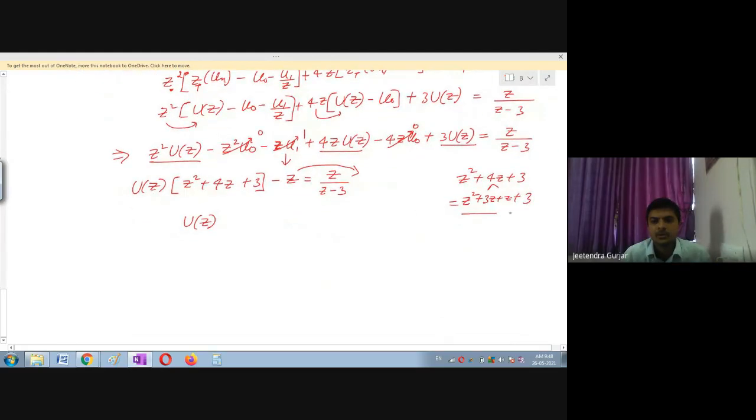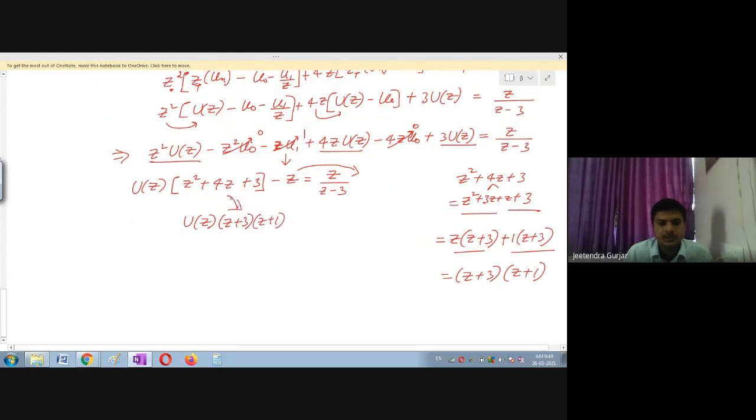What is common from this? Z is common, so I will take Z, Z plus 3. On the right hand side I am simplifying this term. Next, from this 1 is common, so Z plus 3 is in the bracket. Again from this, Z plus 3 is common, and what is remaining is Z plus 1, students. So I will write here Z plus 3, Z plus 1. What I have done is only converted this, and minus Z I will bring this side. So this is equal to Z divided by Z minus 3 plus Z, students.